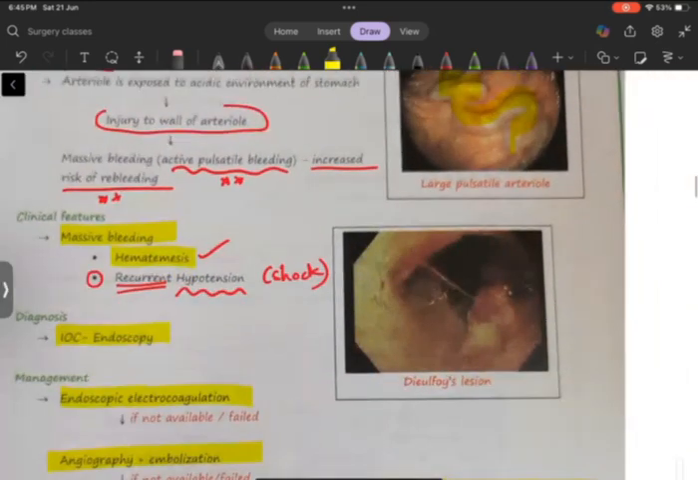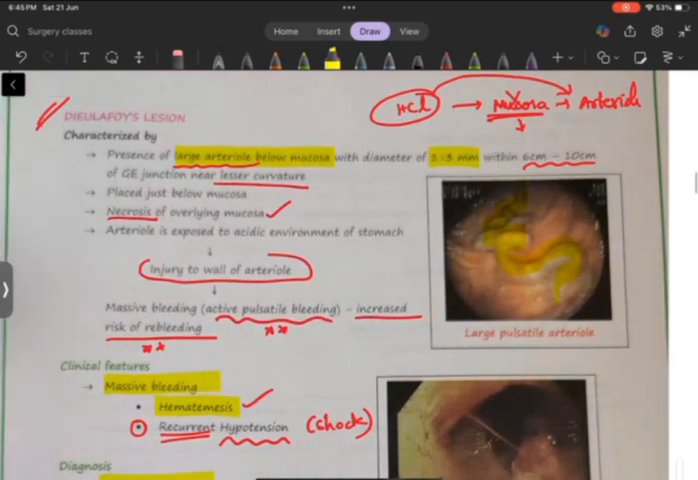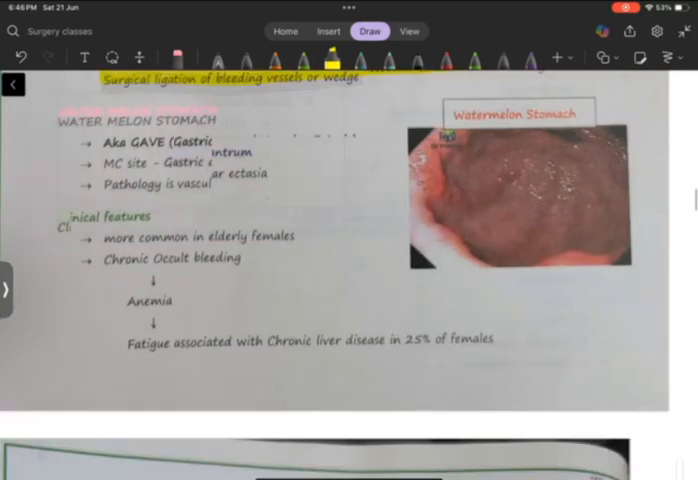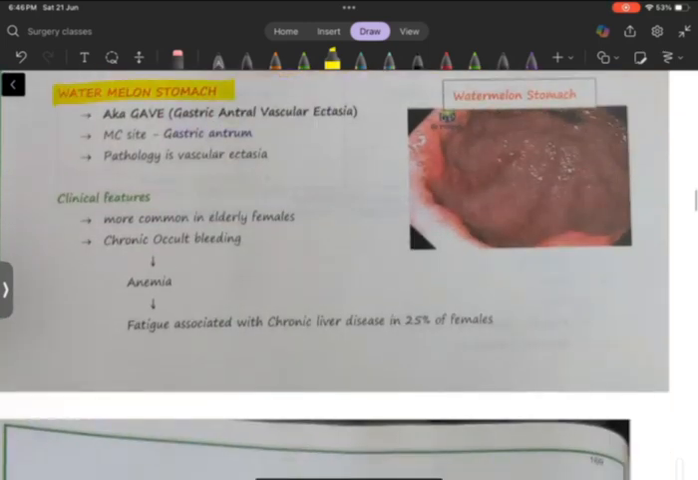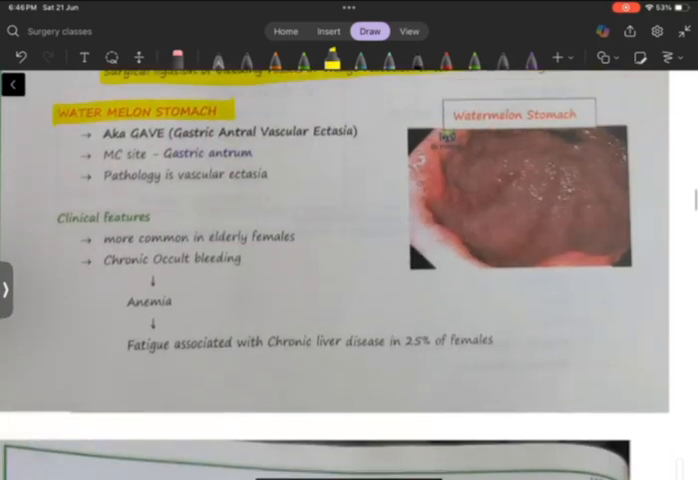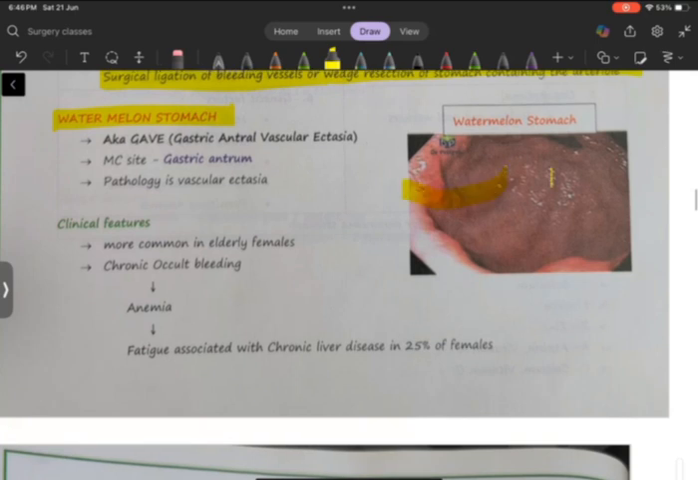So we have discussed two main pathologies in bleeding disorders of stomach. One was Mallory-Weiss syndrome, other one is Dieulafoy's lesion. Now third one is watermelon stomach. Because of appearance of stomach like a watermelon, you can see this is red, alternating red patches are there, which is appearing like a watermelon. So hence it is called watermelon stomach, but actually it can be called gastric antral vascular ectasia.